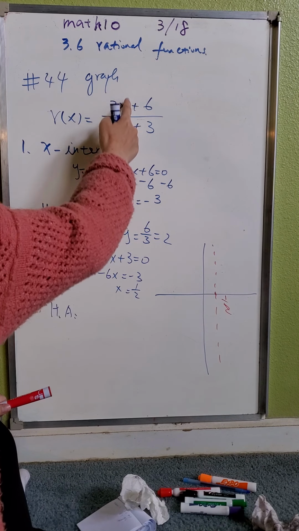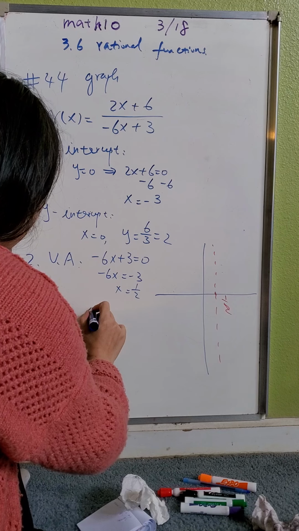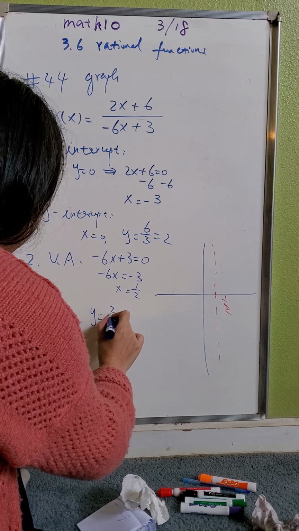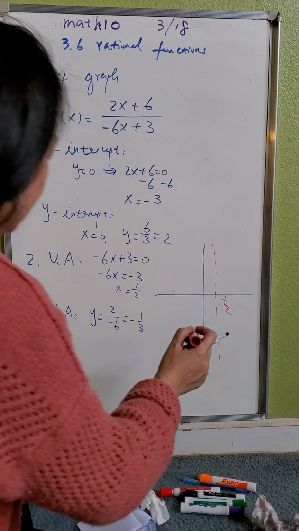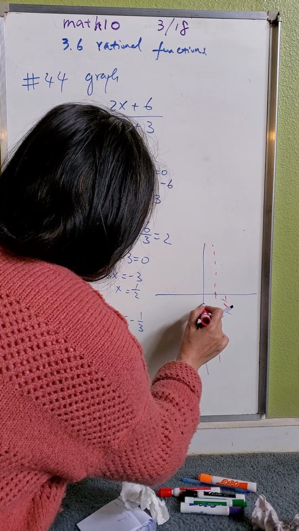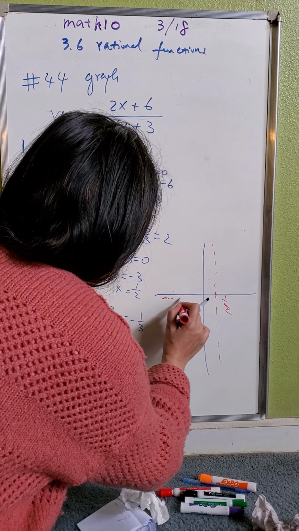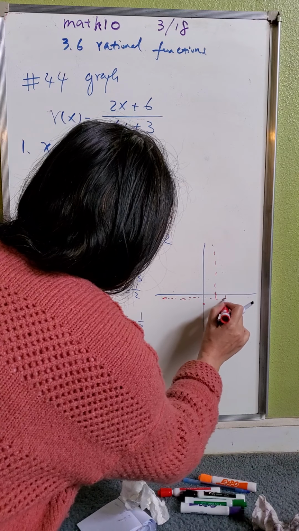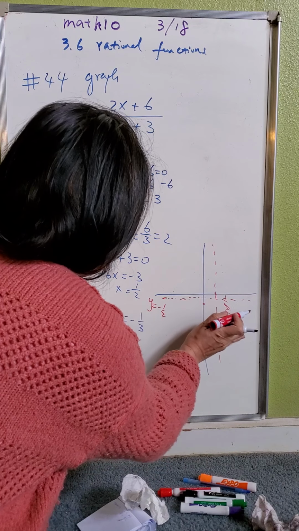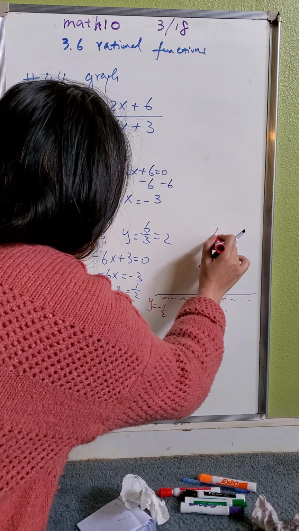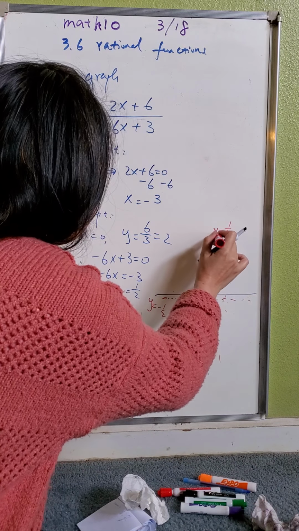Now, horizontal asymptote. Same degree, both are degree 1, so therefore y is equal to 2 divided by negative 6, equals negative 1/3. Negative 1 is right there, so negative 1/3 is a little bit smaller. So this is y equals negative 1/3. This is x equals 1/2.